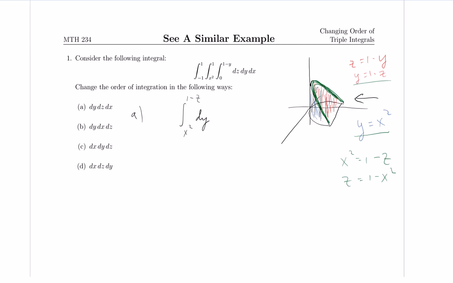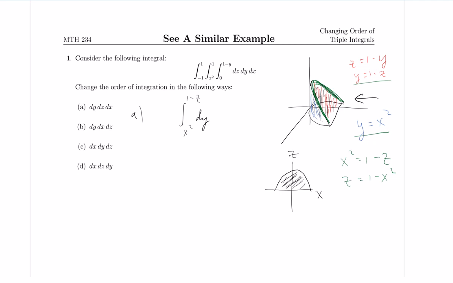So in other words, if we project onto the xz plane, this is what we'll see. We'll see the parabola z equals 1 minus x squared, and it will be filled in. So this shading I'm doing is the red face in the picture above. So we need to describe that with the outer two integrals.